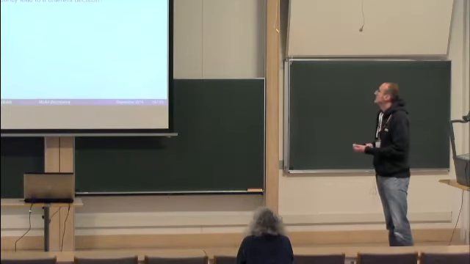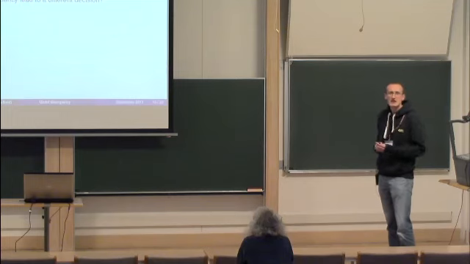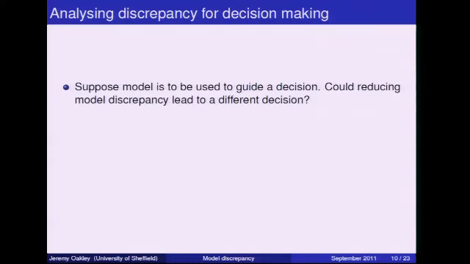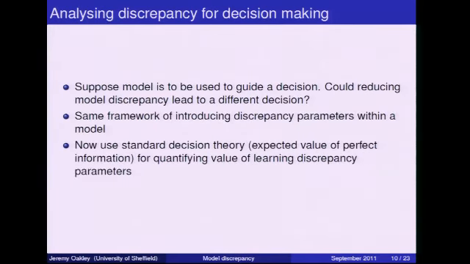Okay, so take a slightly different tack. We're going to think more about the decision problem now. And what we want to try and do is understand our decision uncertainty and whether better models might change the decision or stop us making bad decisions.